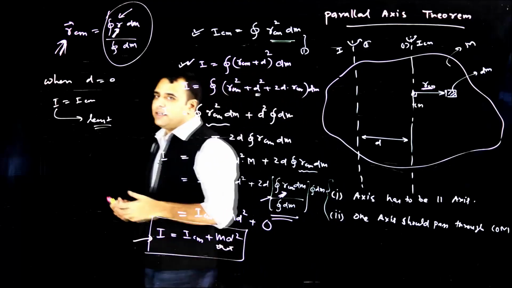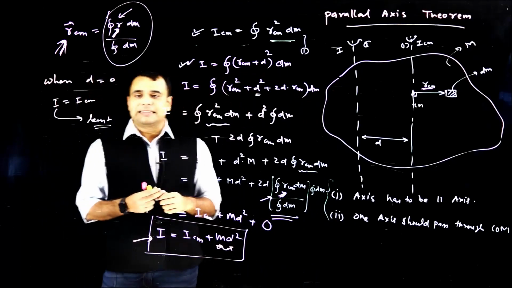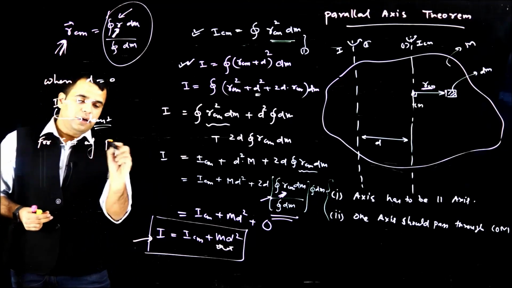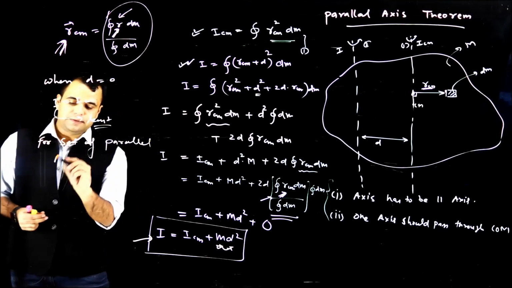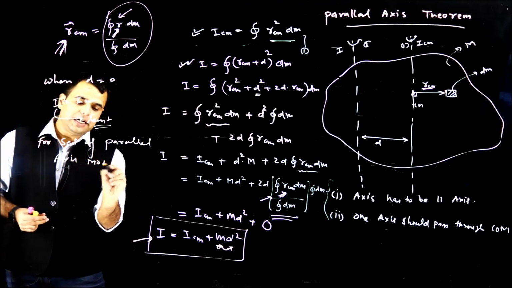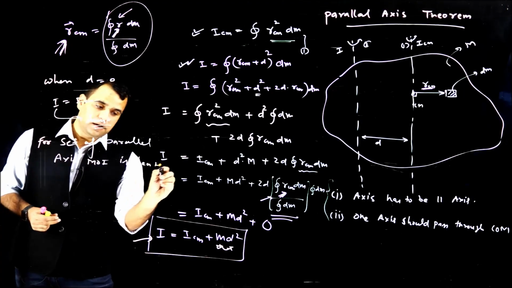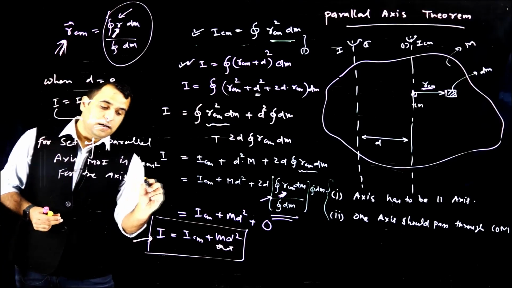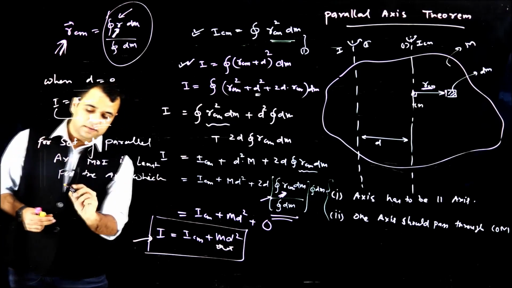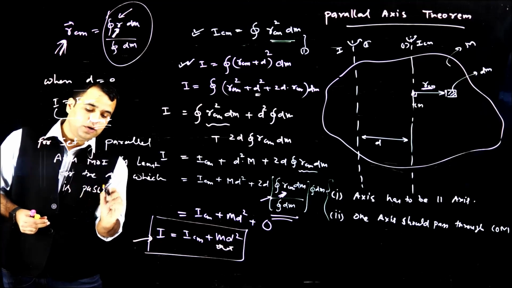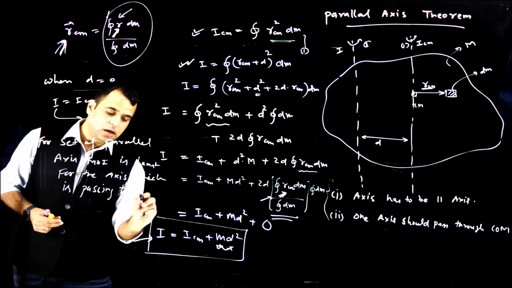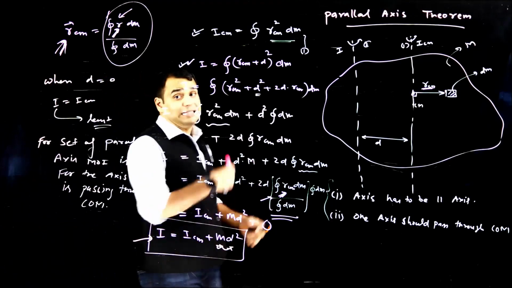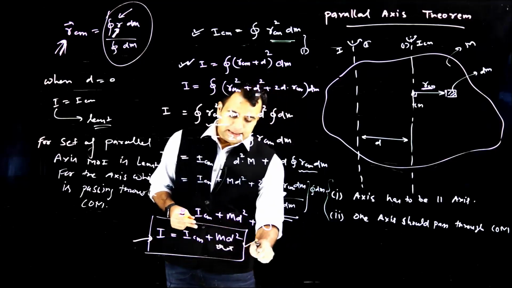So for a set of parallel axes, the moment of inertia is least for the axis which is passing through the center of mass. Okay, this becomes kind of a second theorem based upon this. So this is a relationship you have to memorize.